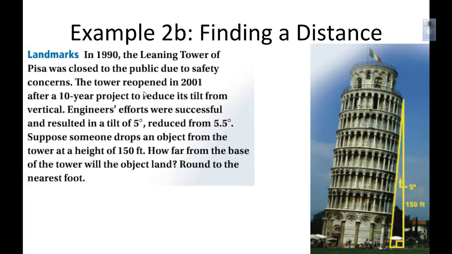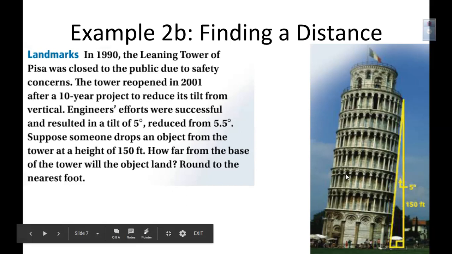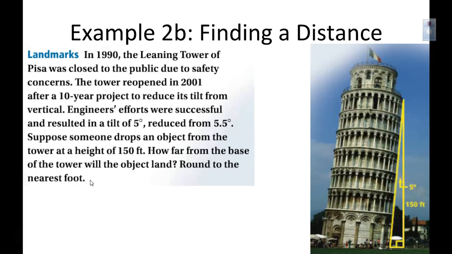Just kidding. All right, so now we have a word problem. In 1990, the Leaning Tower of Pisa was closed due to a safety concern. The tower reopened in 2001 after a 10-year project to reduce its tilt from vertical. Engineers' efforts were successful, reducing the tilt to 5 degrees from 5.5. Suppose someone drops an object from the tower at a height of 150 feet and the object lands on the ground straight below it. How far from the base of the tower would this object land? Round to the nearest foot. So they give us what we're rounding to here.